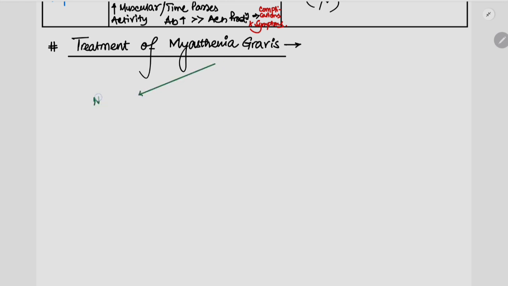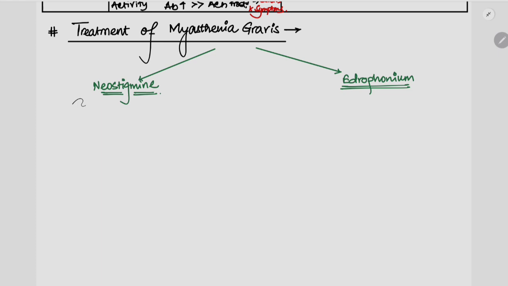So there are two drugs in the treatment of myasthenia gravis. First one is neostigmine and second one is edrophonium. So how do we use neostigmine? We do it in a flowchart manner. Neostigmine administration. First, we have to administer the neostigmine in the patient of myasthenia gravis.